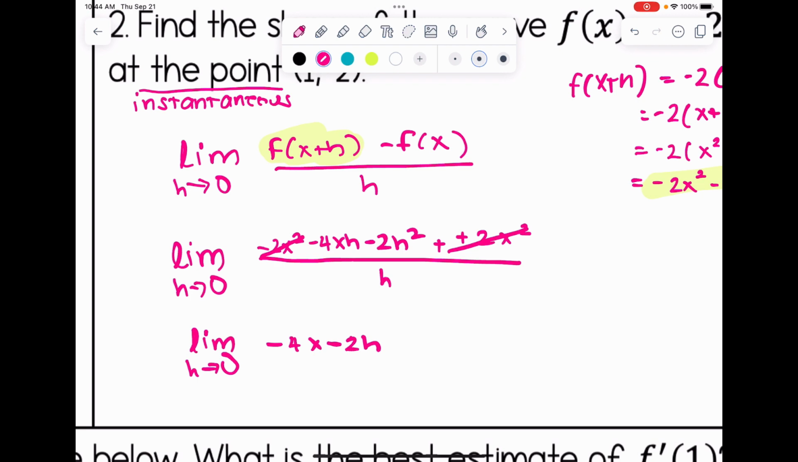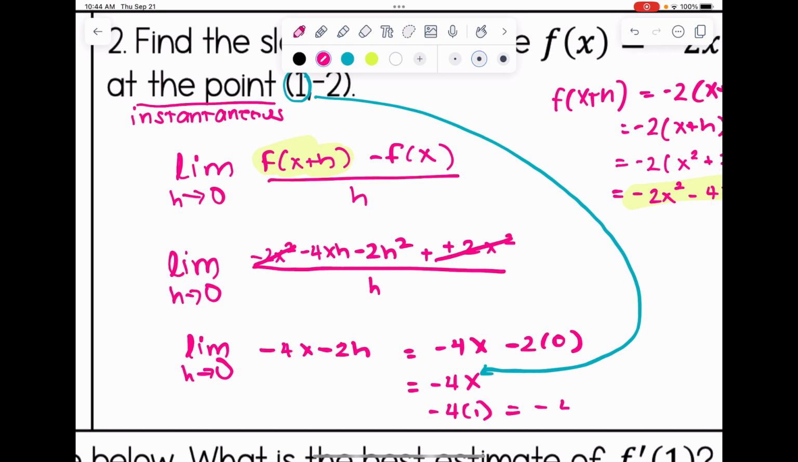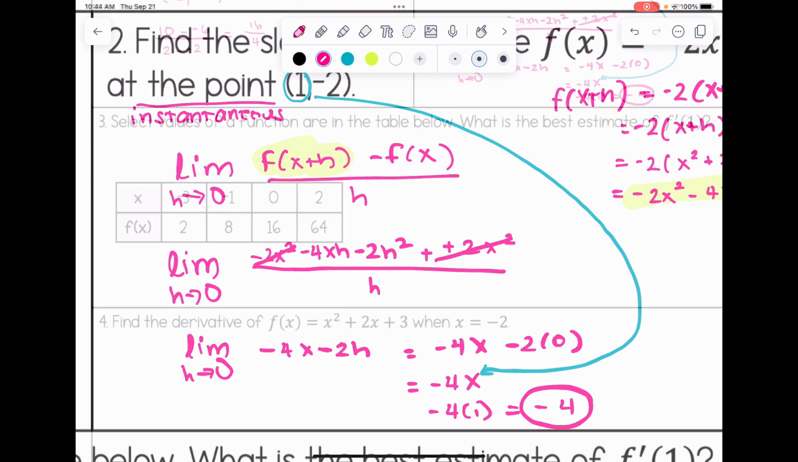When we're trying to evaluate limits, remember we plug 0 in, or whatever the limit is approaching. So I'm going to plug in whatever the limit is approaching for h. So I get that this is negative 4x. Now, slope at a point should always be a numerical value, though, and we got negative 4x. So our final step, and it is a long question and takes practice, is plugging in our x value. So when I do that, I get negative 4 times 1, or negative 4, and that would be my answer.